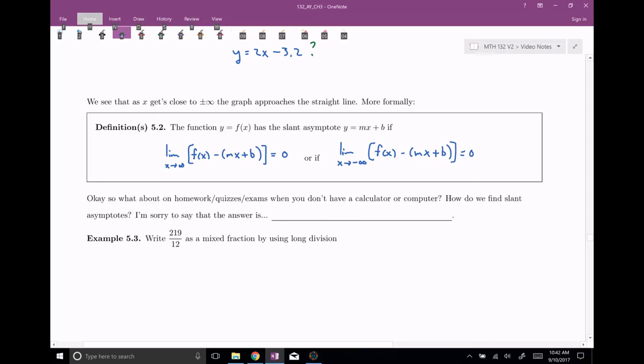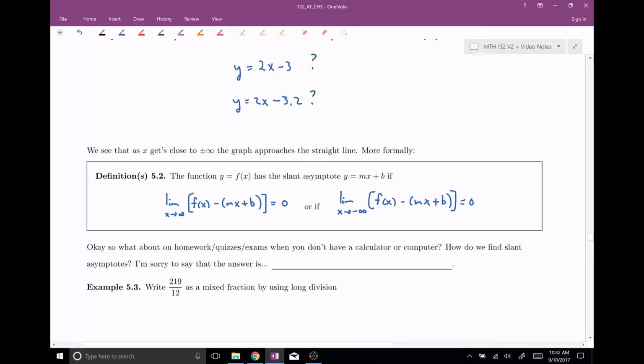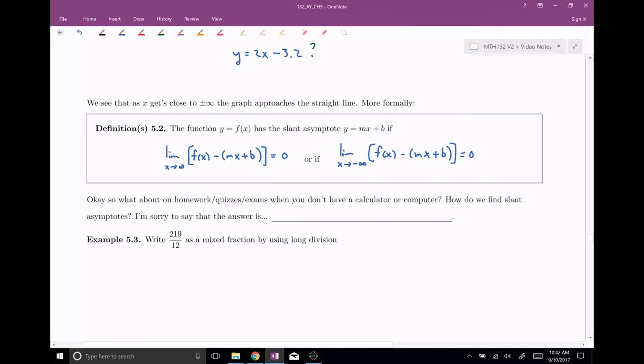All right, but on homework, quizzes, and exams, this Desmos thing was very nice, but we don't get a calculator or computer, so how are we supposed to find slant asymptotes? As I mentioned before, the answer is polynomial long division. So we need to use polynomial long division to find these slant asymptotes.